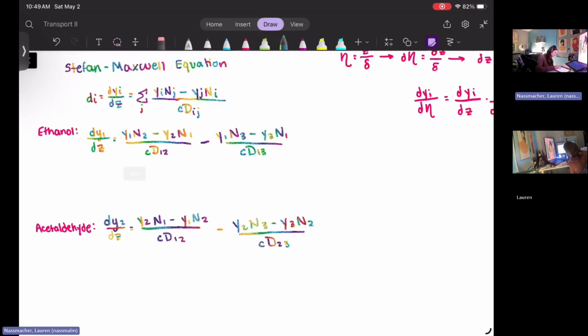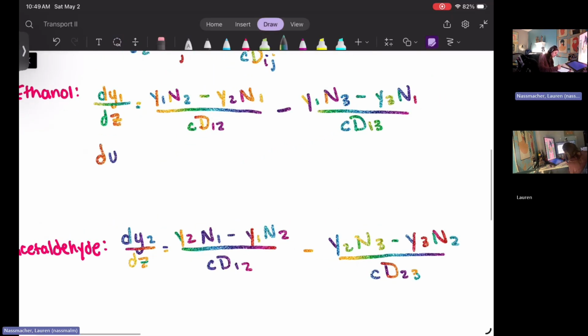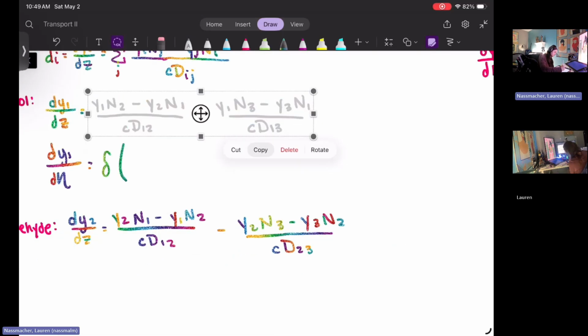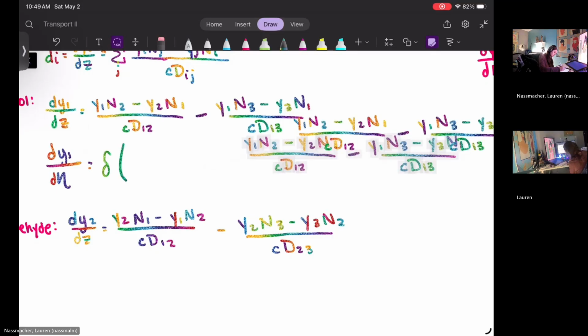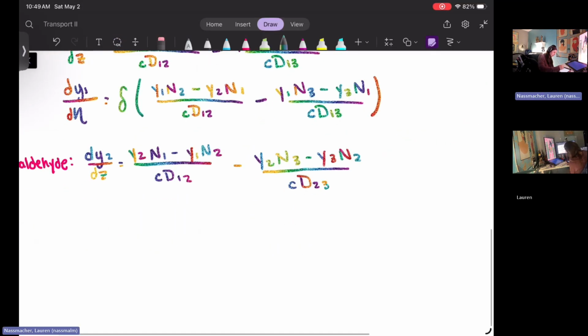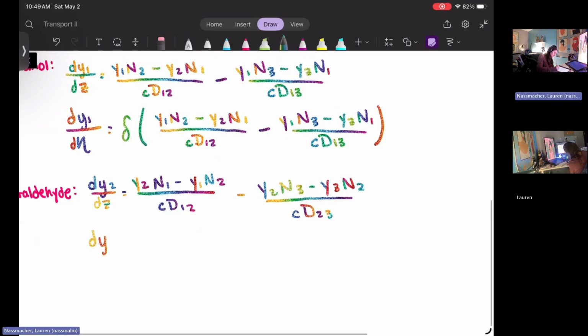So now we change our Stefan-Maxwell equations. So this should be the change in y1 over the change in N is equal to the thickness multiplied by this entire part of the equation. Bam. Same idea goes here. The change in y2 over the change in N is thickness multiplied by this.